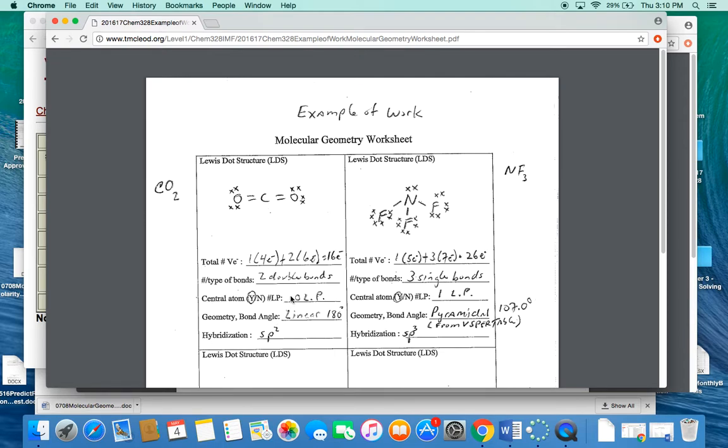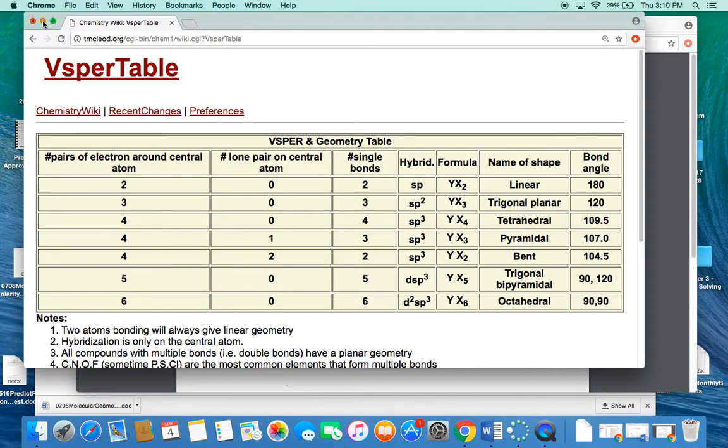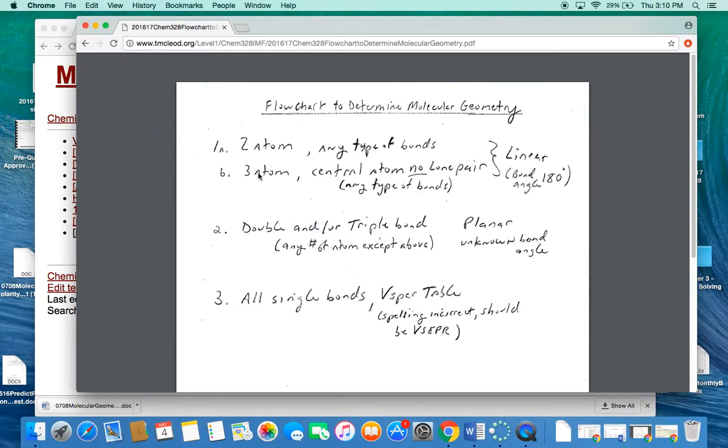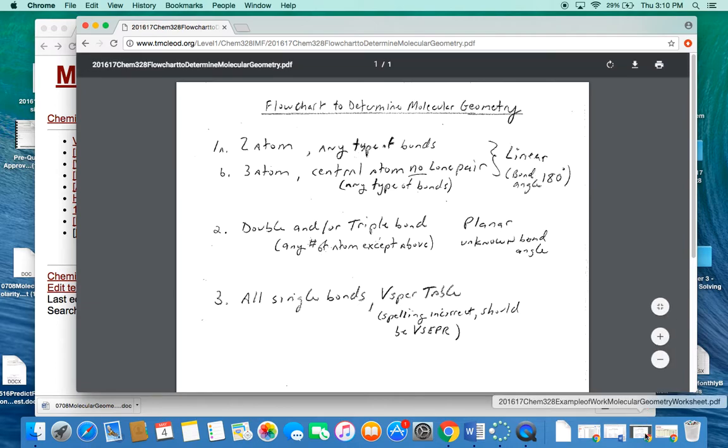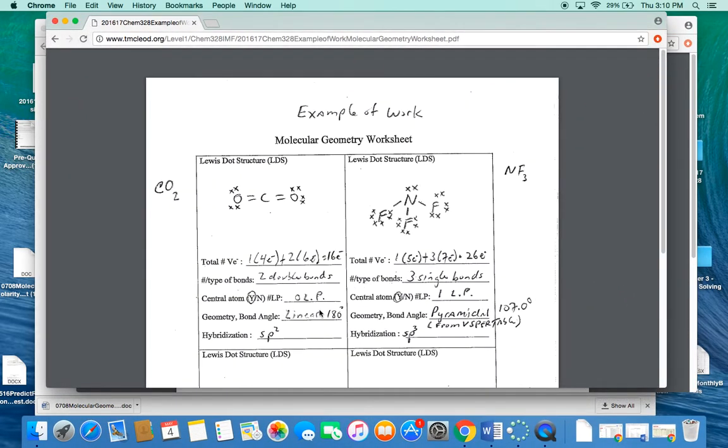So if you go through our hierarchy, you look, 3 atoms, central atom, no lone pairs, it's linear. So it's a linear molecule, bond angle 180. Hybridization we'll deal with in another video. Okay. And now another example, NF3.